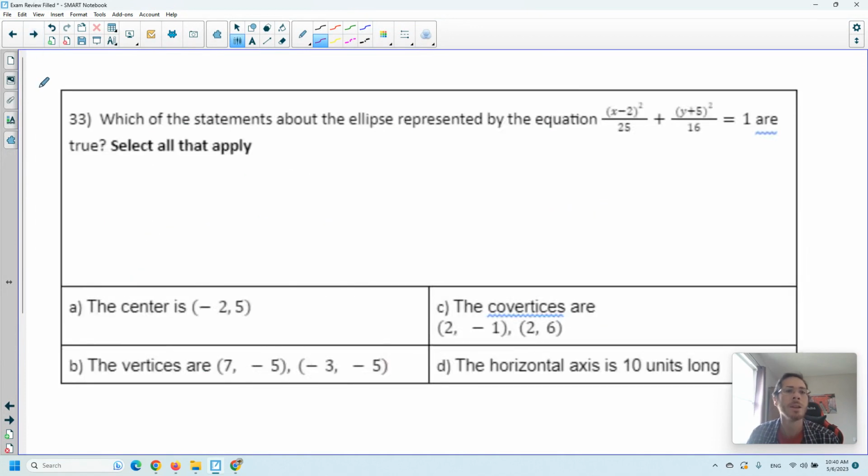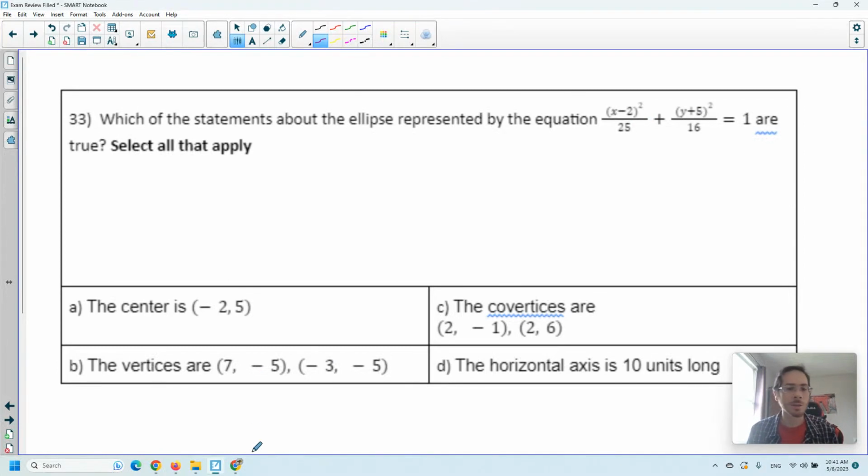And then the last one, 33, which of the statements about the ellipse are represented by this equation? Which ones are true? Select all that apply. So to start off, I'm typing this equation in. I want to see what this looks like. It tells me it's an ellipse. I know it's going to be like an oval shape, but let's see what it looks like.